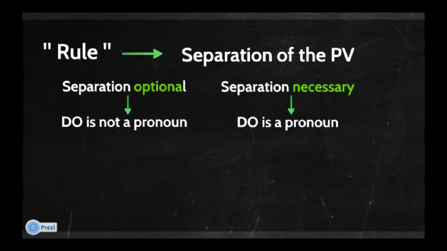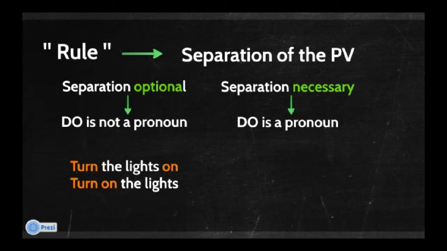Phrasal verbs have a specific rule. This is the separation of phrasal verbs. The separation is optional when the direct object is not a pronoun. For example, turn the lights on, turn on the lights. The separation is necessary when the direct object is a pronoun. For example, turn them on. You can't say turn on them.